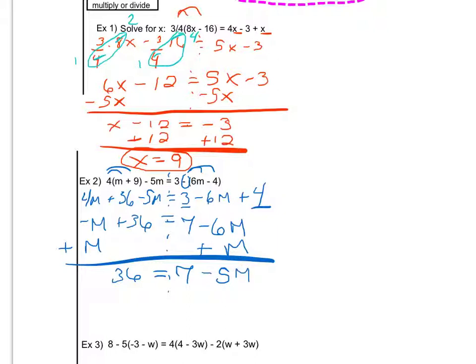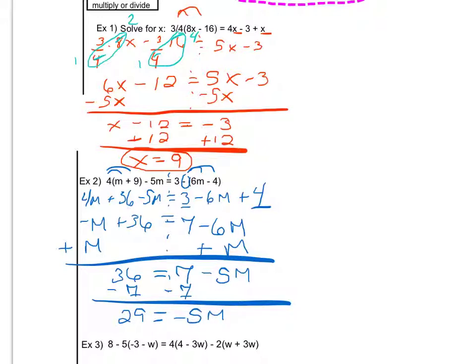From here, I'll get rid of anything that is not attached to the variable, so I'm going to get rid of this 7. One thing to point out, I see this mistake a lot, it's very common, is that I'll see students want to add a 7 because the negative's behind it. But remember, the sign belongs to the number it's in front of, so the negative actually belongs to the 5. It is a positive 7. So to get rid of a positive 7, I'm going to subtract 7. 36 minus 7 leaves me with 29 equals negative 5m.